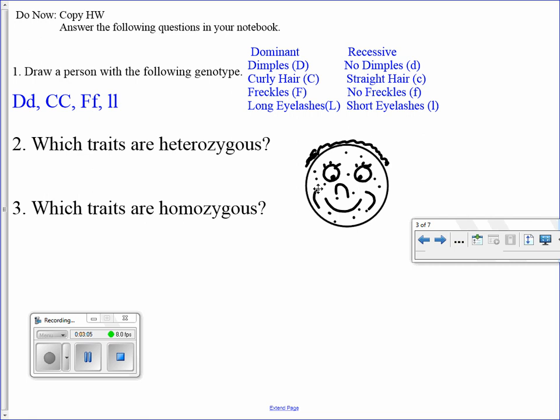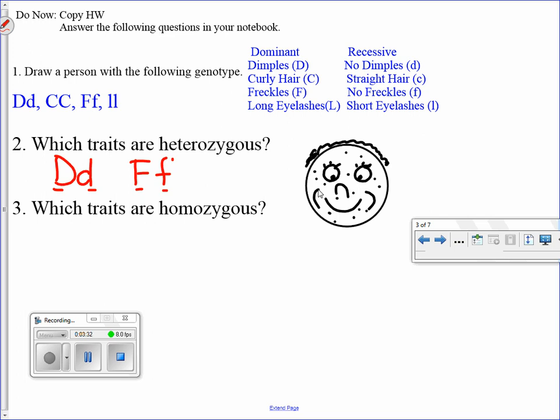Somebody tell me which traits are heterozygous. Give me one trait that's heterozygous. Dwayne. Dimples is heterozygous. Why, Kaylee? Excellent. We got different genes. Good. Naomi, give me another one that's heterozygous. Freckles. Tell me why, Naomi. Excellent. Which traits are homozygous?